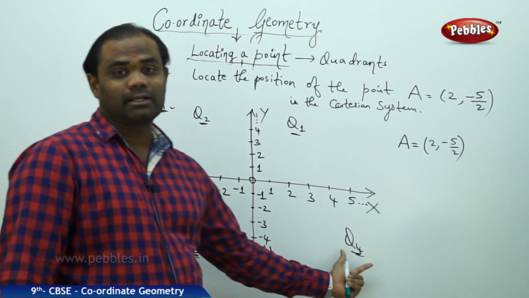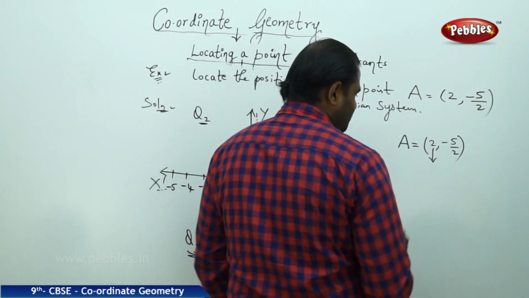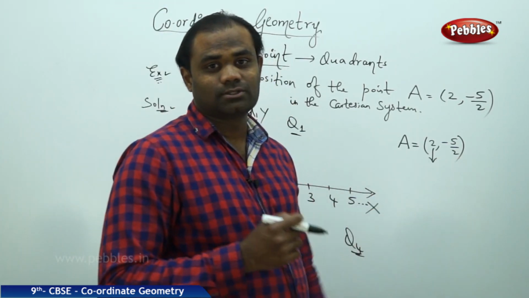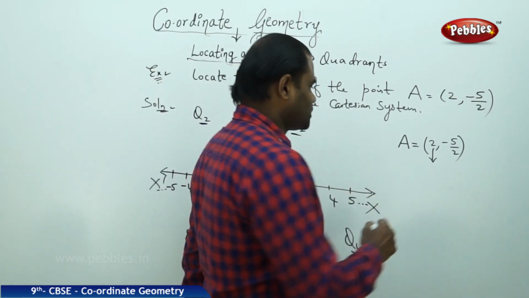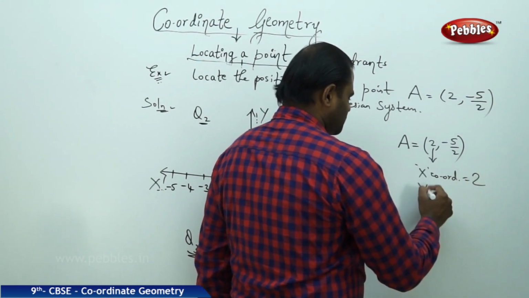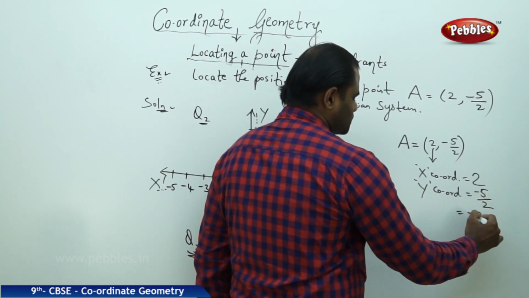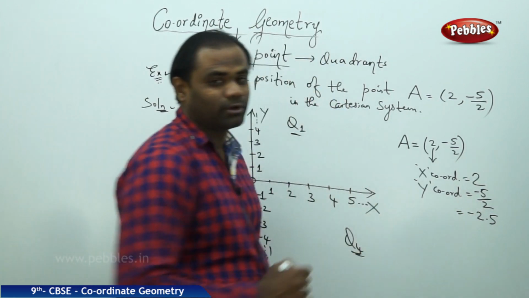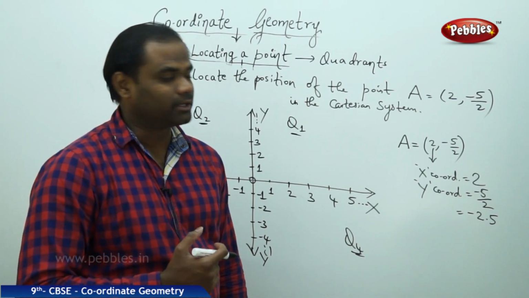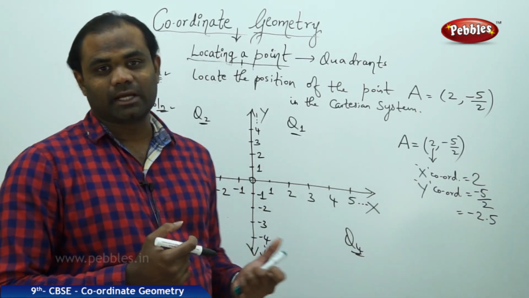Q2, Q3 and Q4. Now with this, we also know that the first value of the given point refers to the x coordinate and the second value refers to the y coordinate. So here my x coordinate is 2 and my y coordinate is minus 5 by 2, which in decimal form is negative 2.5. Converting to the decimal form, minus 2.5 is my y coordinate, 2 is my x coordinate. Now comes locating this point in the Cartesian system.